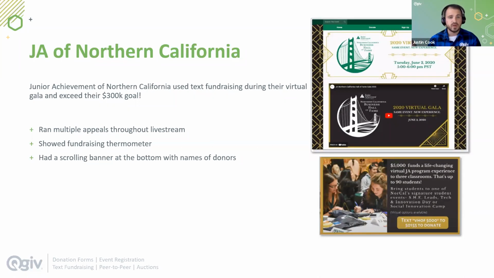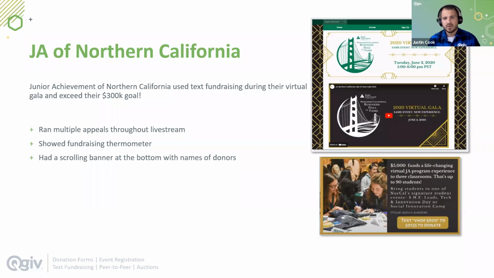They ran multiple appeals throughout their live stream and pulled up exactly what we were talking about: the keyword, the 50155 number to text, and the other pertinent information. And when they did those appeals, they showed their fundraising thermometer as well. Always a great thing to do, especially because the example that we have with Junior Achievement here is the last fundraising appeal that they ran. They were 96% of the way to the thermometer, and they ended up raising 118% after that fundraising appeal. So always pull up those thermometers so that you can really drive the final donations coming through.